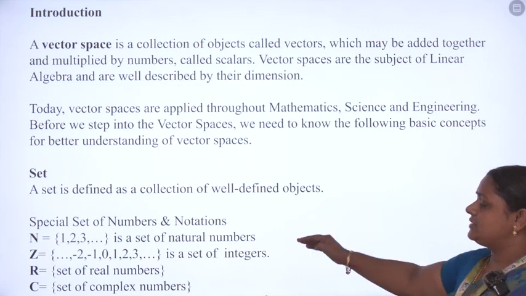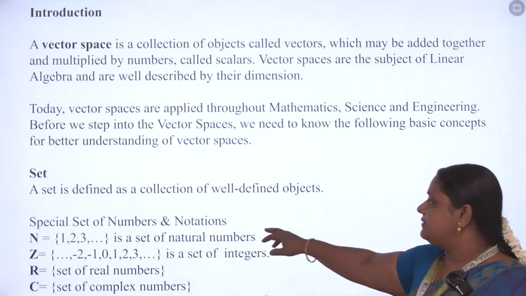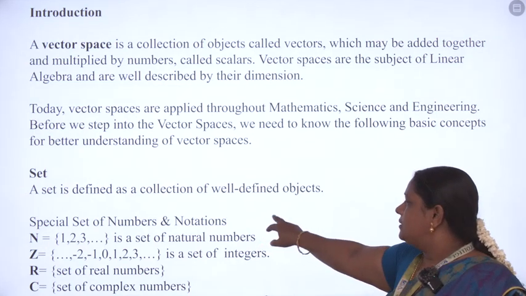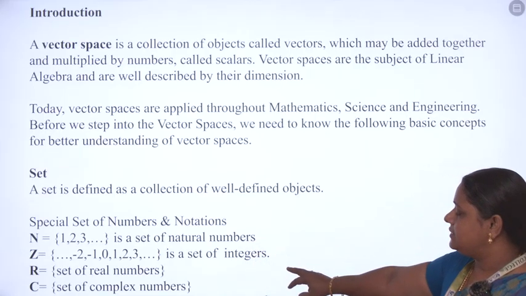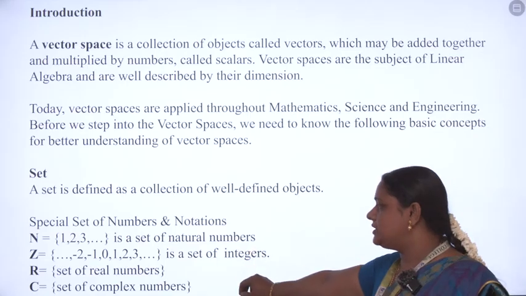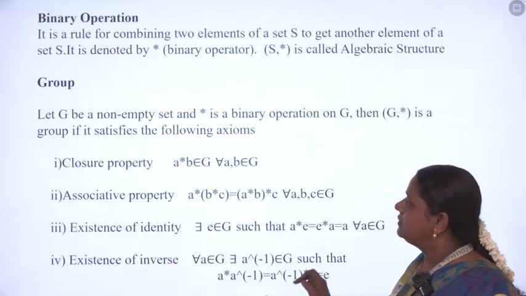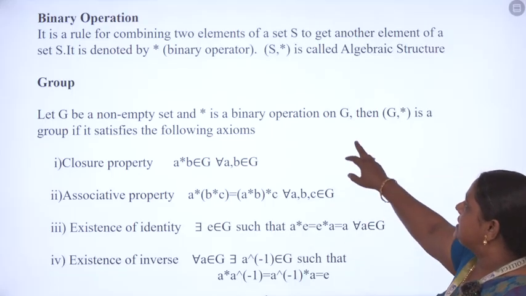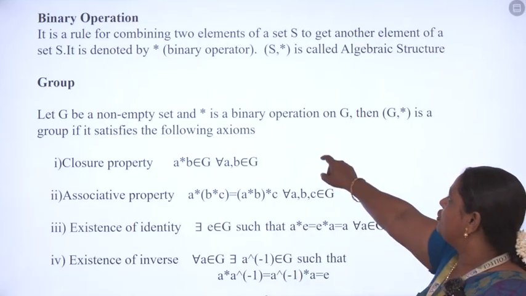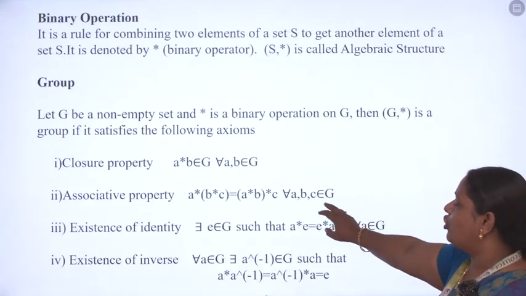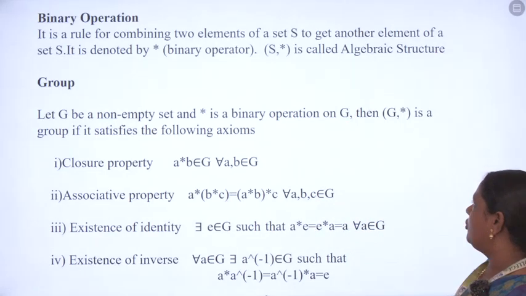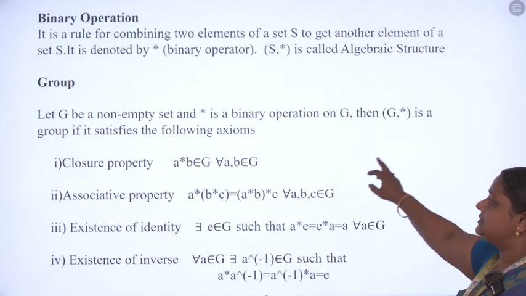Before that, we start with sets. A set is a collection of well defined objects. Here we are going to discuss the set of natural numbers, set of integers, set of real numbers, set of complex numbers. Then binary operation. Star is a binary operation. Then group. A group is nothing but a non-empty set G, and star is a binary operation on G. (G, star) is the group.